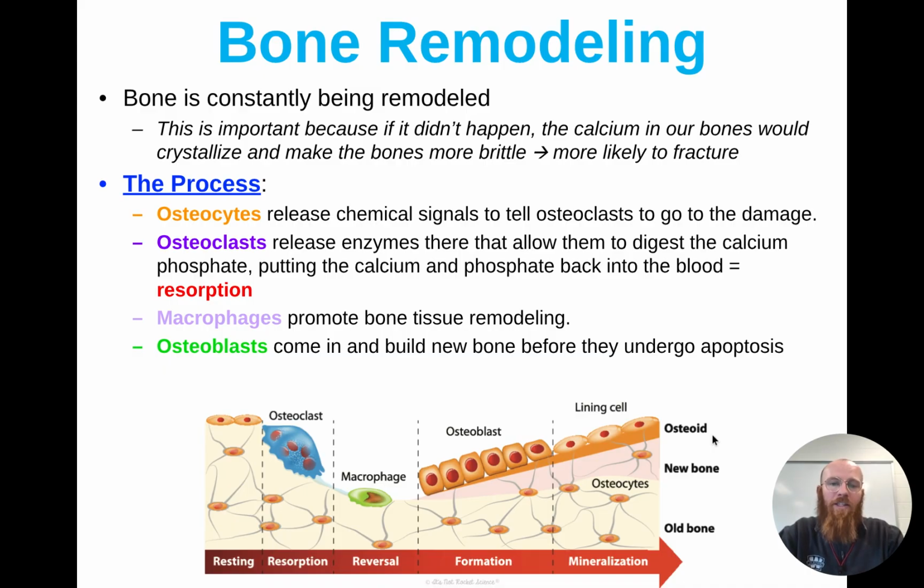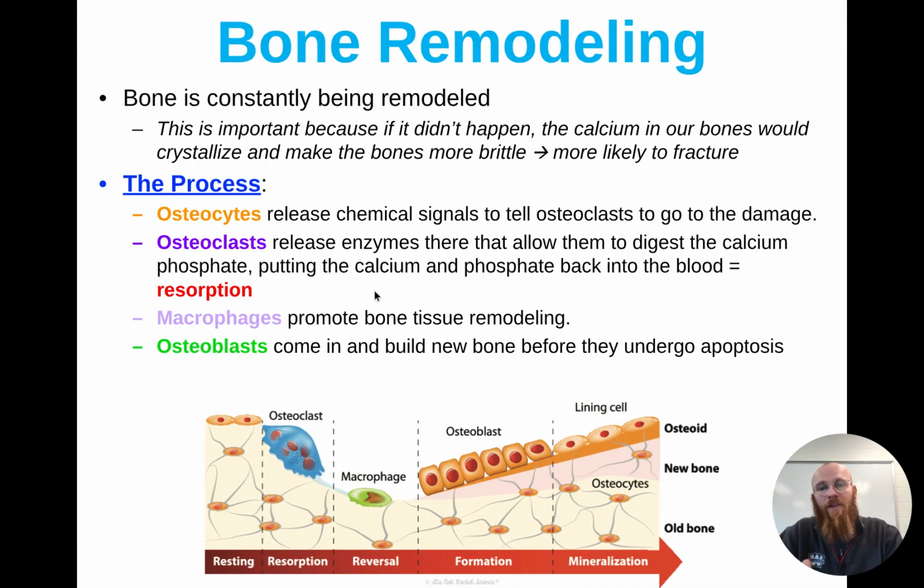And so these osteoclasts right here are going to go to that site of damage. They will release enzymes that allow them to basically digest all the existing calcium and phosphorus, or the calcium phosphate that basically makes up the mineral components of bone.